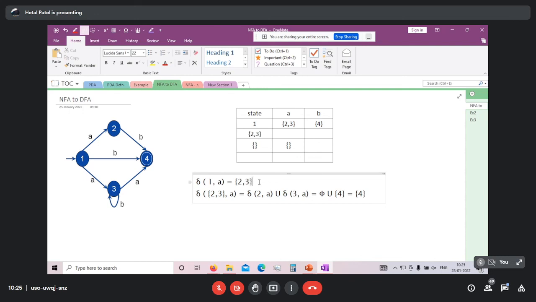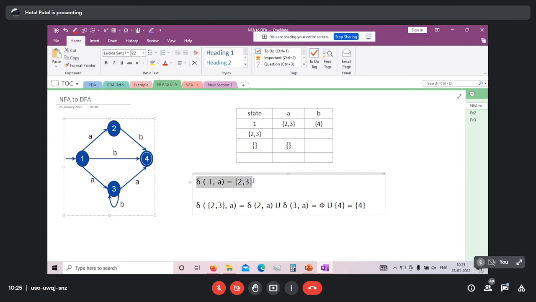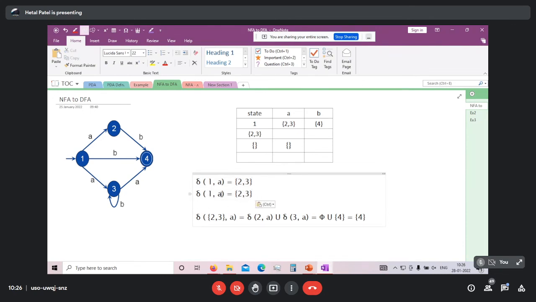Okay, not that you directly draw the table and we are complete. Okay, you have to mention these steps. Okay, so here from the input symbol A with the state 1, and input B, I'm reaching to this. So this is the transition function for this.